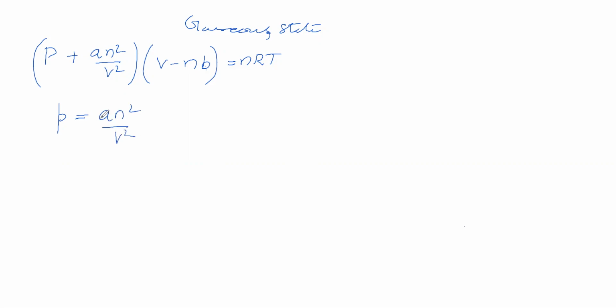Here a is called van der Waals constant. Its unit we will see. Van der Waals constant a is equal to pressure correction into V square by n square. Now unit we will see, unit of van der Waals constant a. Now pressure unit let us take as atmosphere, volume unit let us take as liter, number of moles unit is moles. So unit of a will be this one possibility.